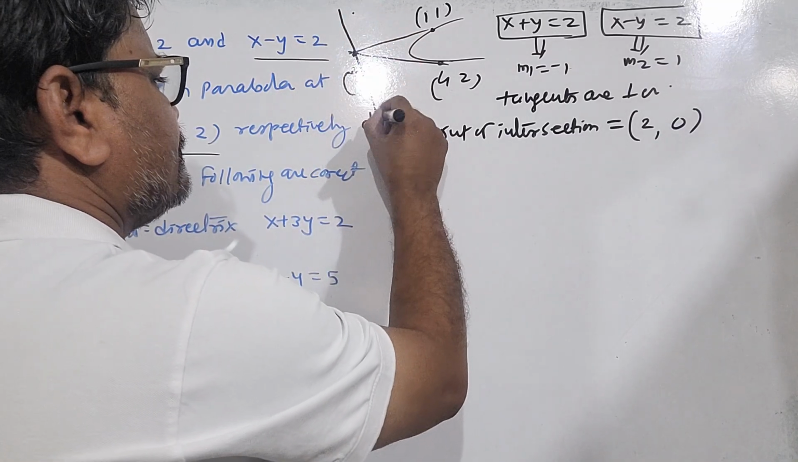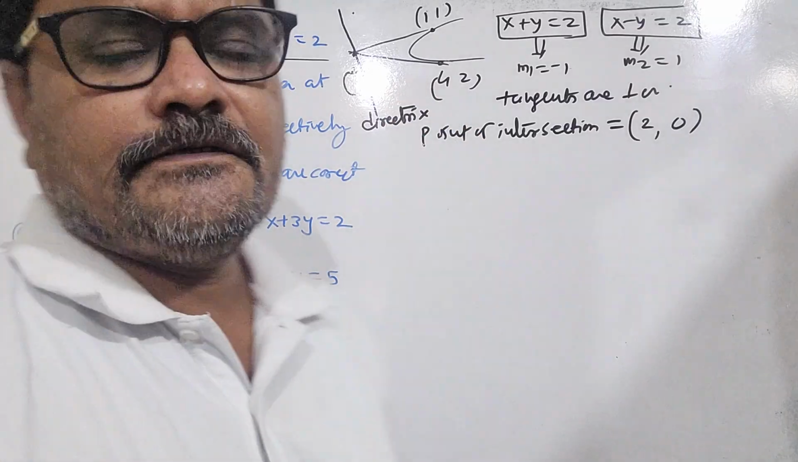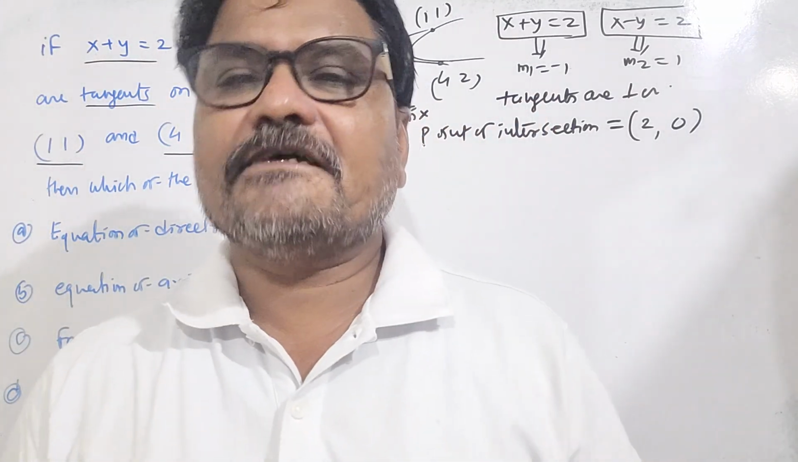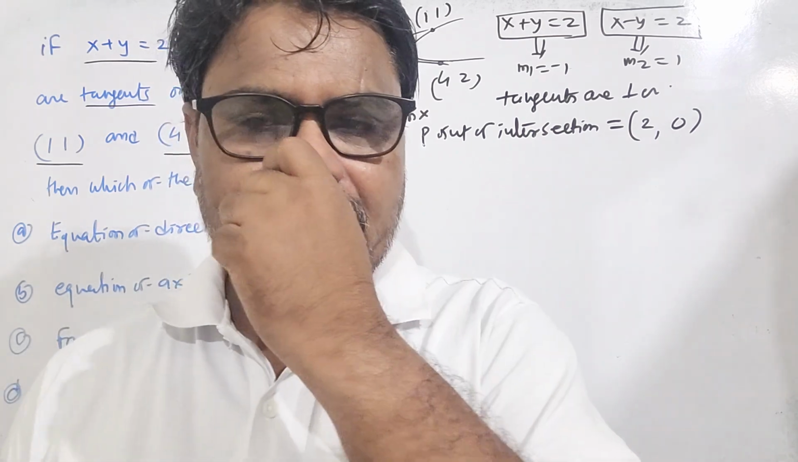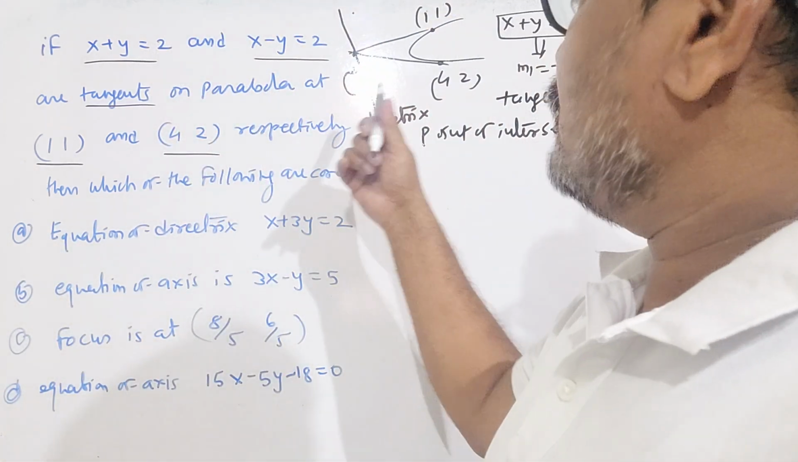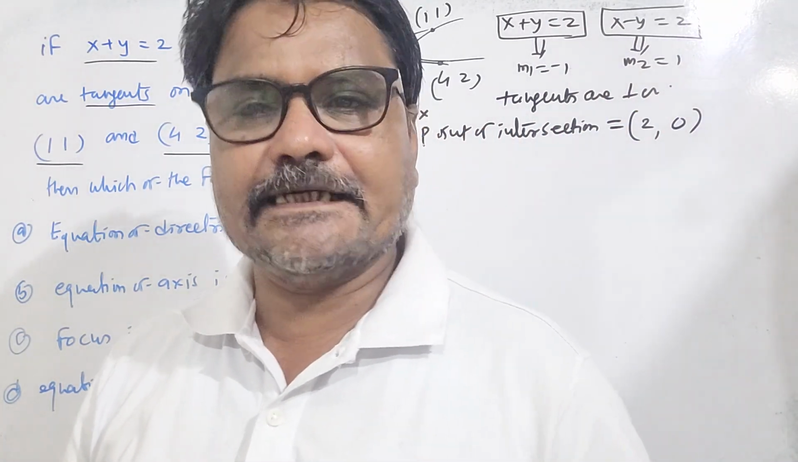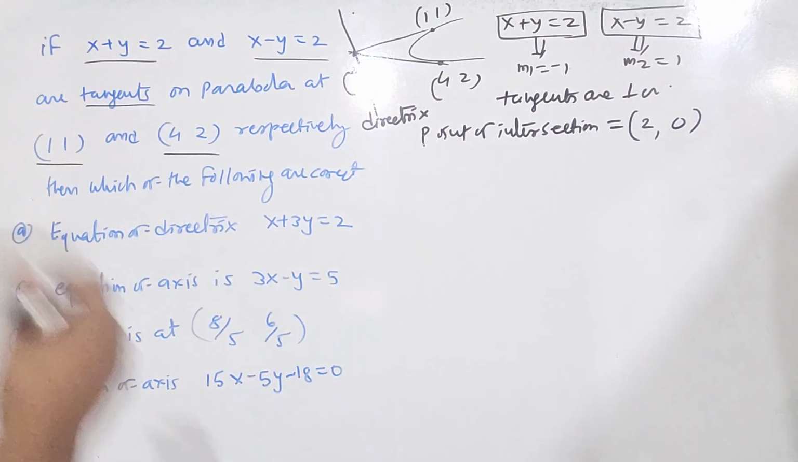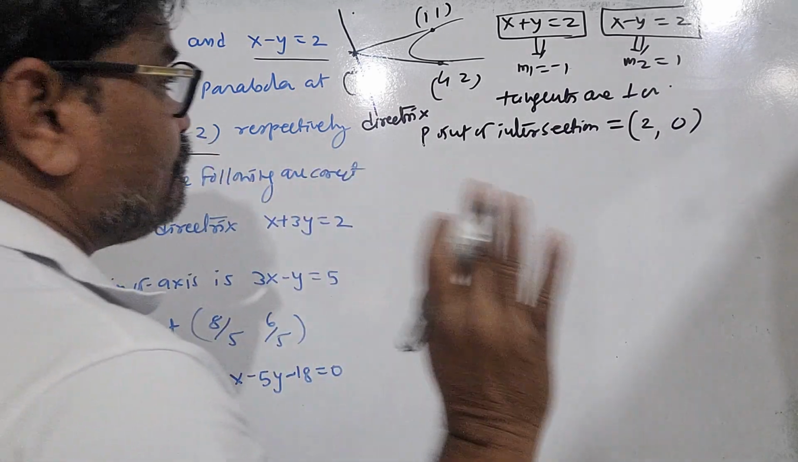Directrix may be parallel to the coordinate axis or may not be parallel to the coordinate axis. That doesn't matter. But the directrix definitely passes through the point (2, 0), and the tangents are mutually perpendicular. Therefore, they will definitely intersect on the directrix.